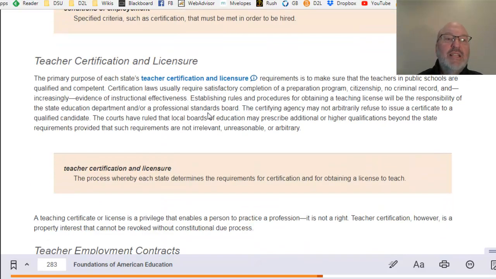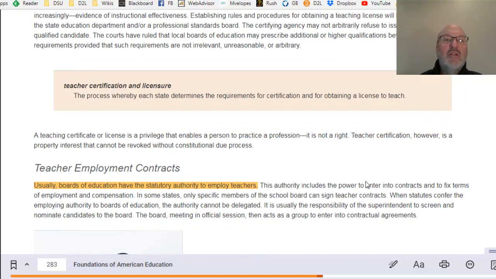Here's certification versus licensure. The purpose of this is the process by which the state determines requirements, and that's what we'll do for you, and then you'll take your credential from us and go get your state license from the state. First, to practice the profession, it's not a right. Teacher certification, however, is a property interest and cannot be revoked without constitutional due process.